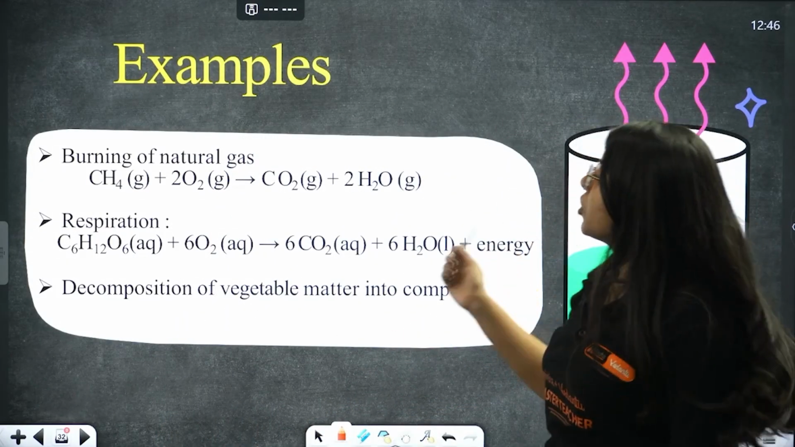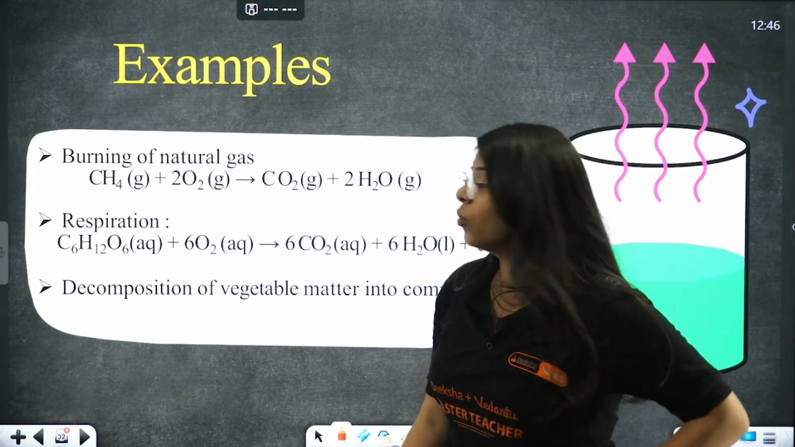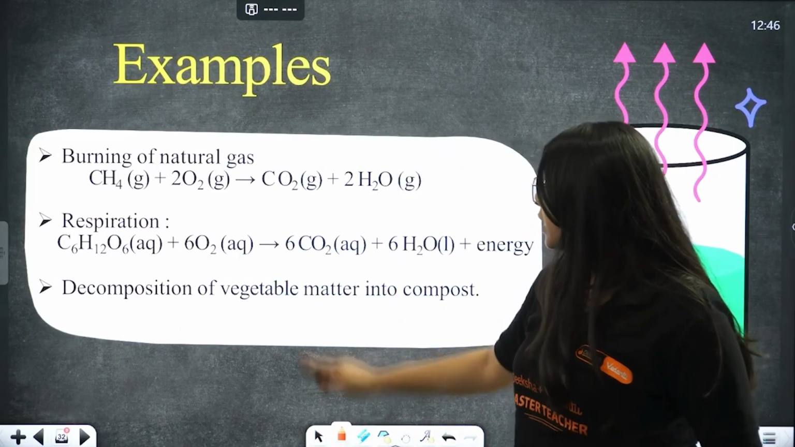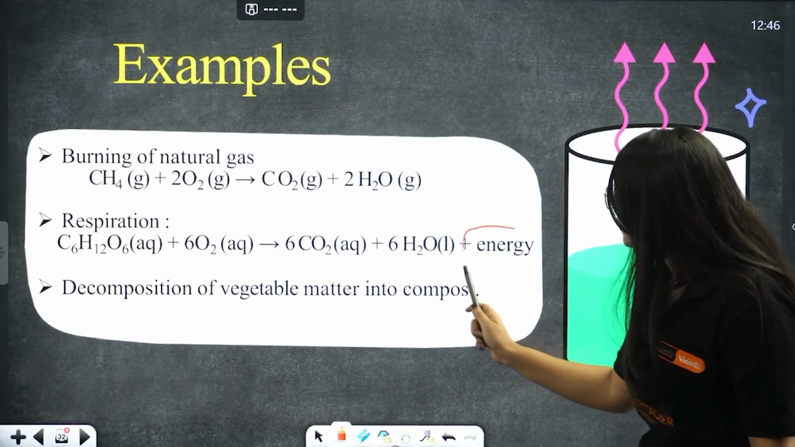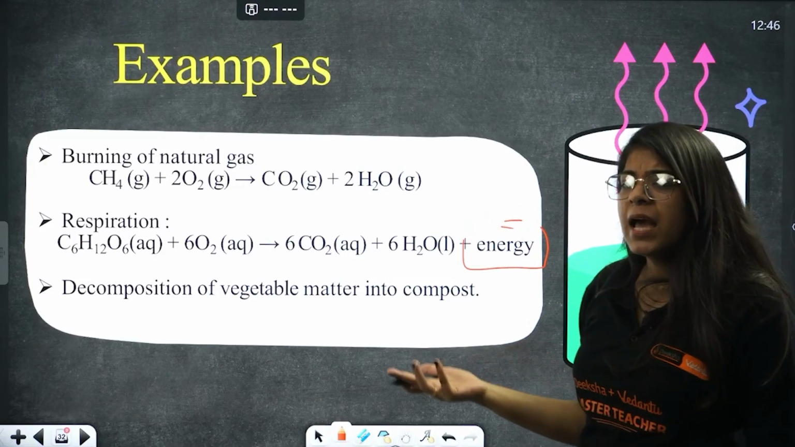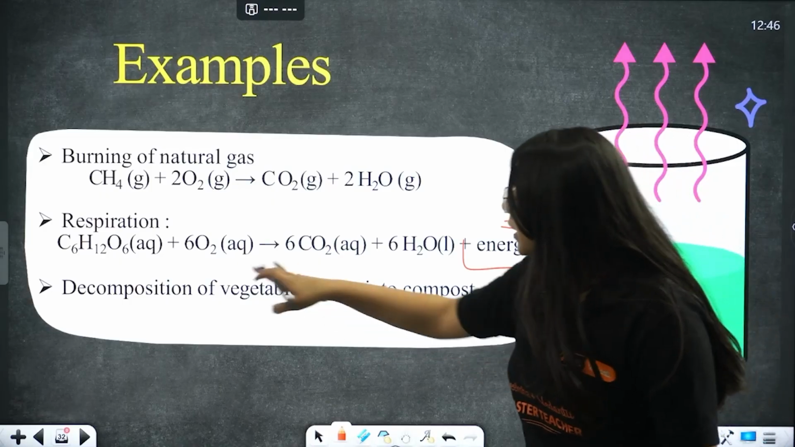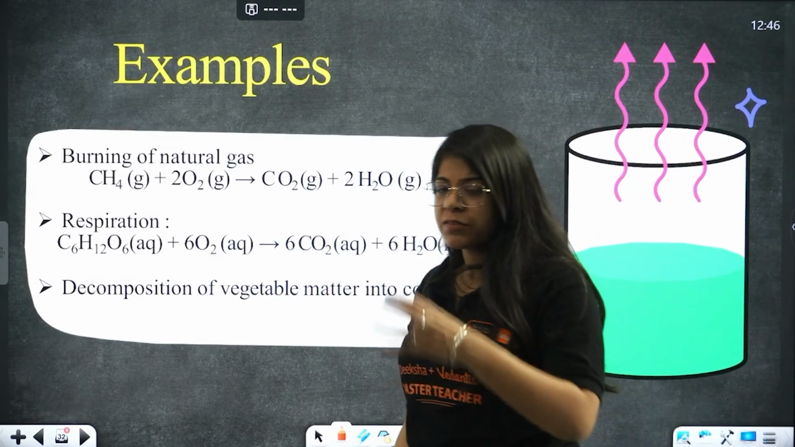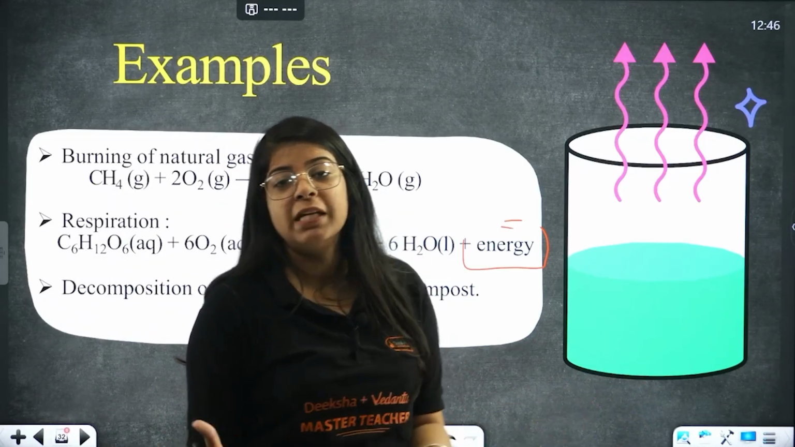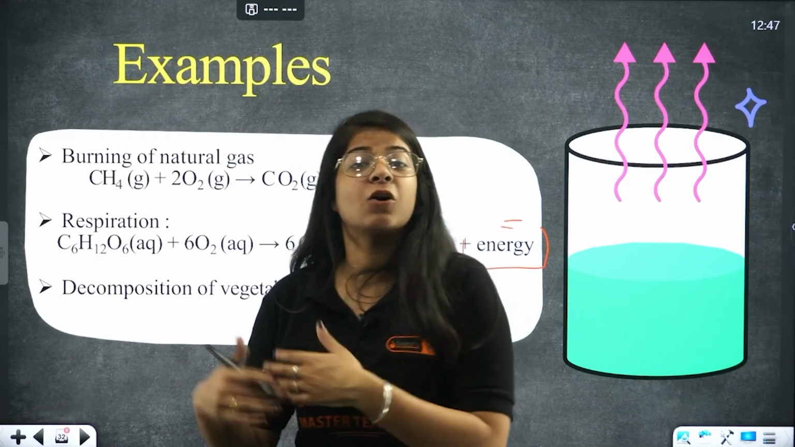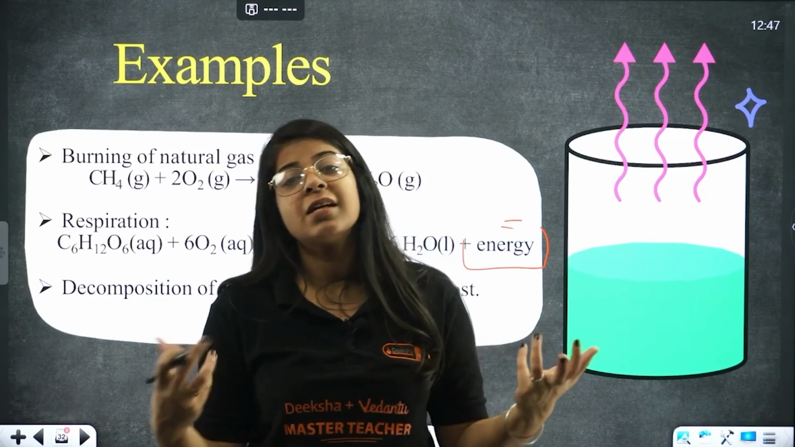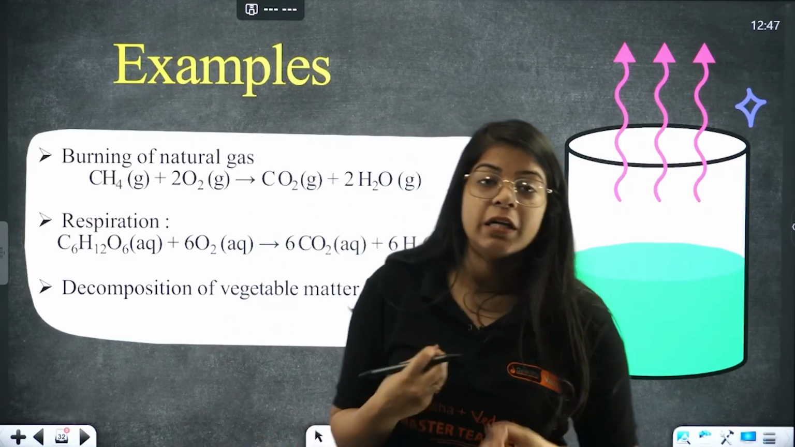Respiration: whenever we combine C6H12O6 with oxygen, it gives us carbon dioxide, H2O plus energy. This energy is heat energy, or simply you can say energy is released. Also, the decomposition of vegetable matter into compost. You have seen a few people doing biogas. They take peels of vegetables, put them in the ground, and they make compost, and then they get biogas from it. That is also an exothermic reaction. It will get heated, as you must have seen.